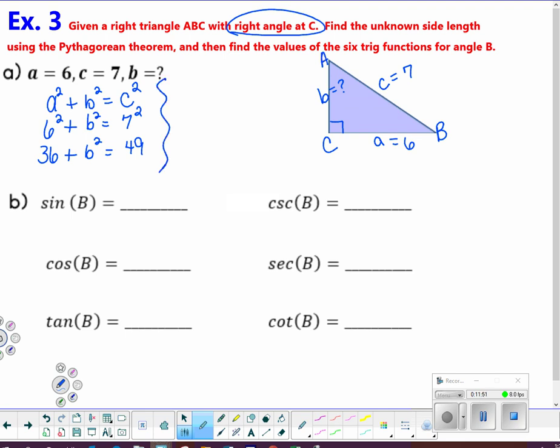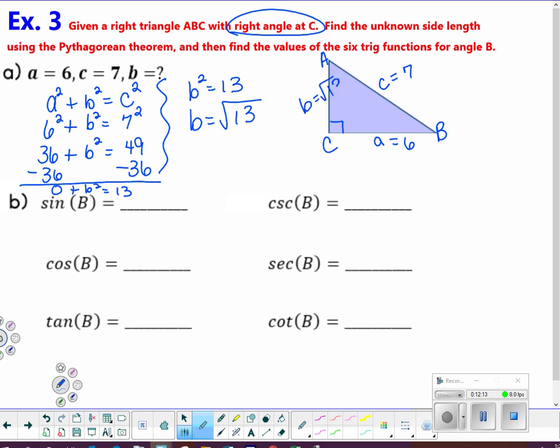Now let's solve for b squared. I'm going to do one more line here. So I'm going to get 0 plus b squared equals 13. That means b squared equals 13. b is equal to the square root of 13. So b, not exactly the nicest number here. b is square root 13.